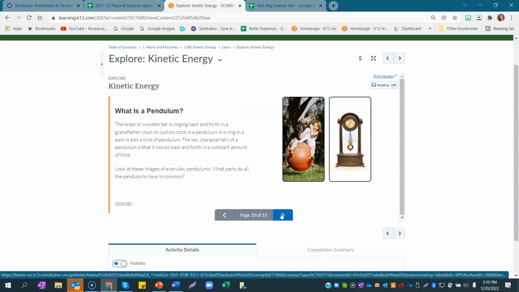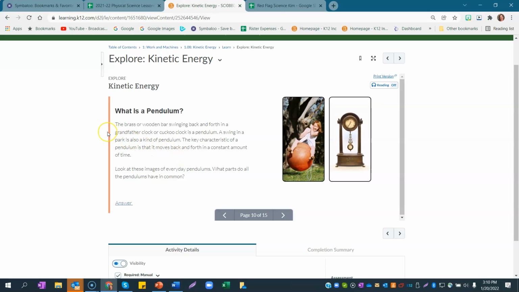All right, and then question 6 says, what is a pendulum and what are its parts? A pendulum is the brass or wooden bar swinging back and forth in a grandfather clock. Something like this. A swing in a park is also a kind of pendulum. The key characteristic of a pendulum is that it moves back and forth at a constant amount of time. So that is your answer.